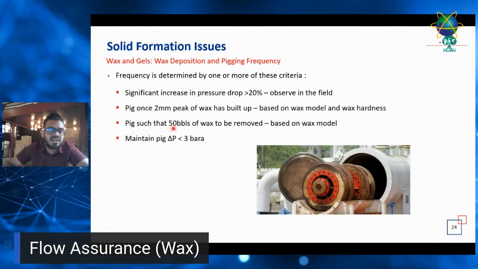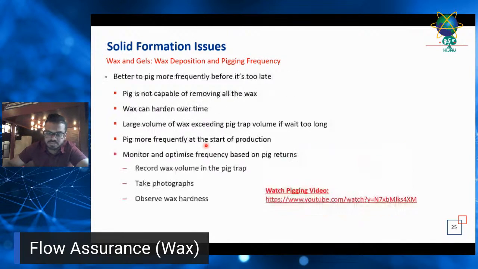And we pick such that 50 barrels of wax are being removed. All right, and we need to maintain the peak pressure drop less than 3 bar. If it is less than 3 bar, that also can be used as a determining factor for your pigging frequency.